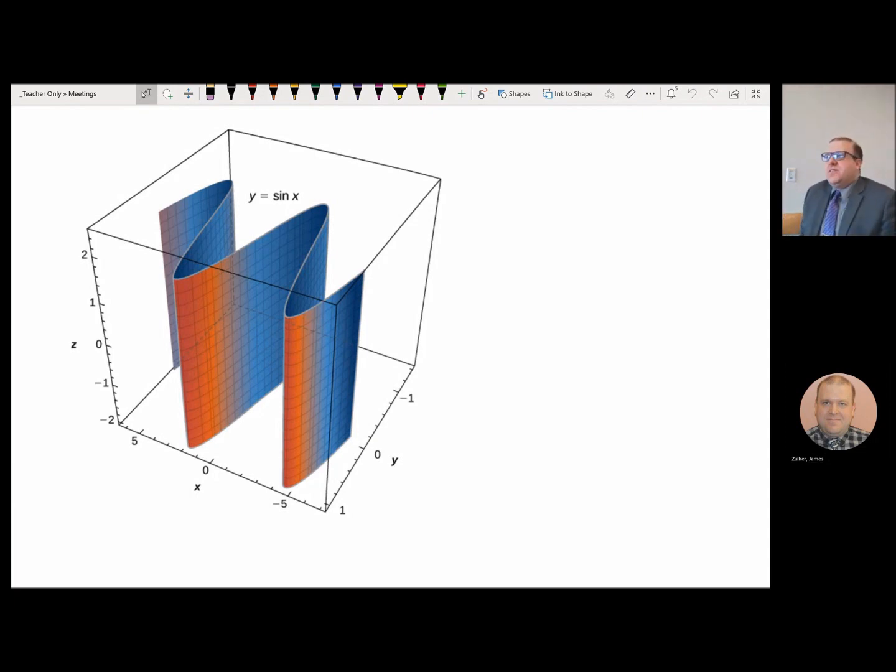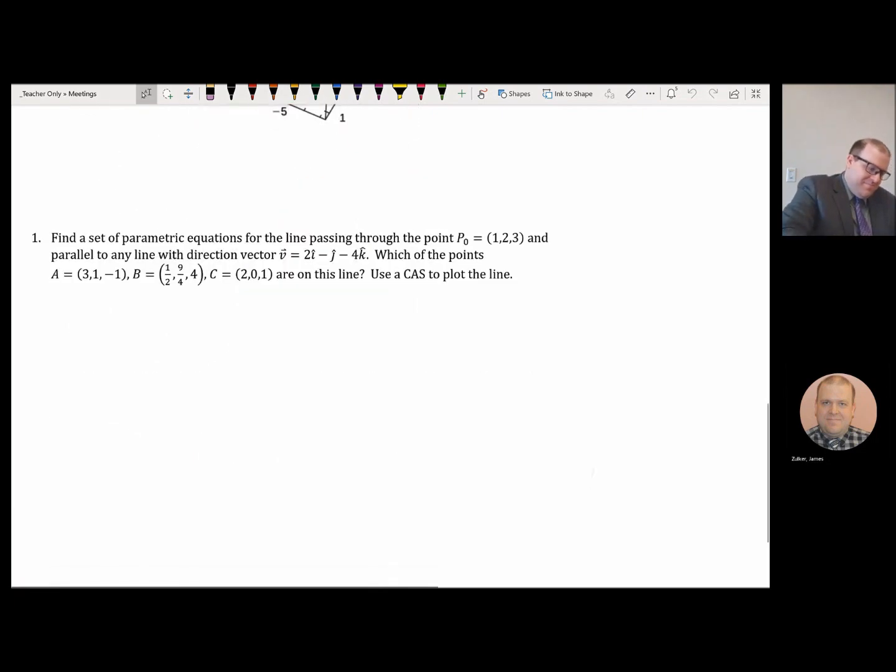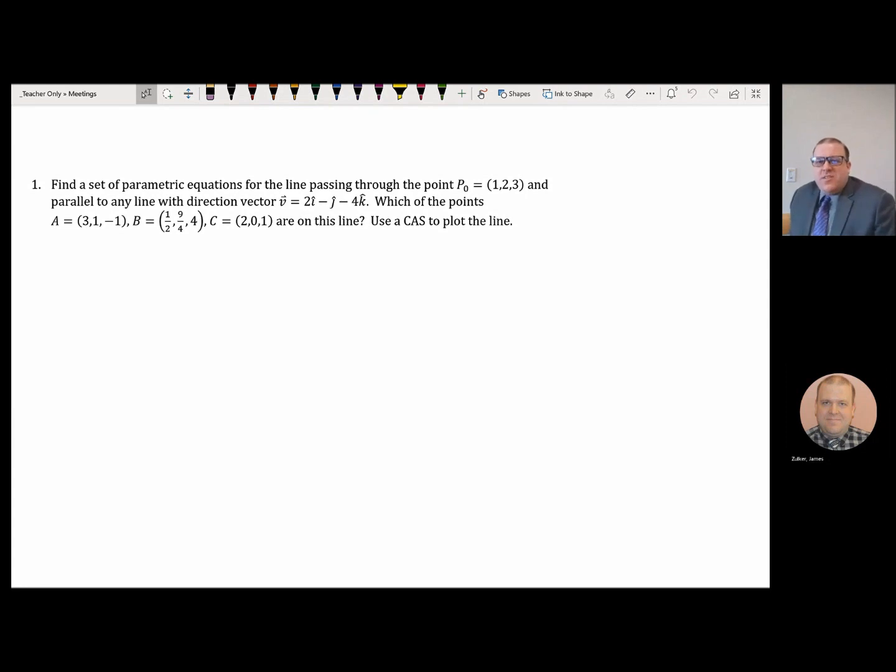The easiest surface to deal with is a line. A three-dimensional line. Find a set of parametric equations for the line passing through the point 1, 2, 3, parallel to any line with direction vector 2i minus j minus 4k. Then we're asked to determine which of the points A, B, or C lie on this line. And then we'll go ahead and use Mathematica for the first time this semester to plot the line.